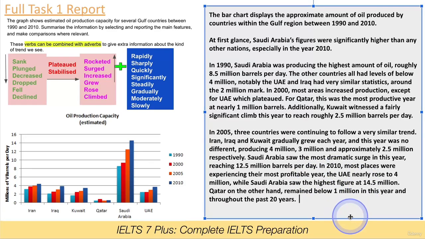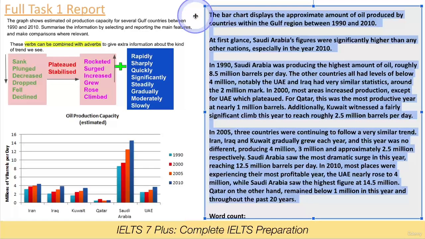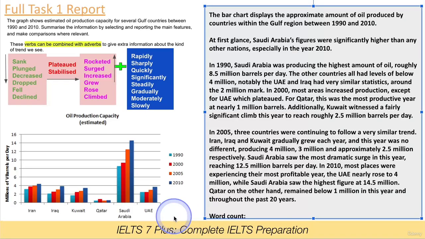In 2010, most places were experiencing their most profitable year. The UAE nearly rose to 4 million, while Saudi saw the highest figure at 14.5 million. Qatar, on the other hand, remained below 1 million in this year and throughout the past 20 years. Okay then, so I think we can count the words for this one and see how we're doing. Okay, so that comes to a total of 222 words. So that's quite a good amount to aim for.